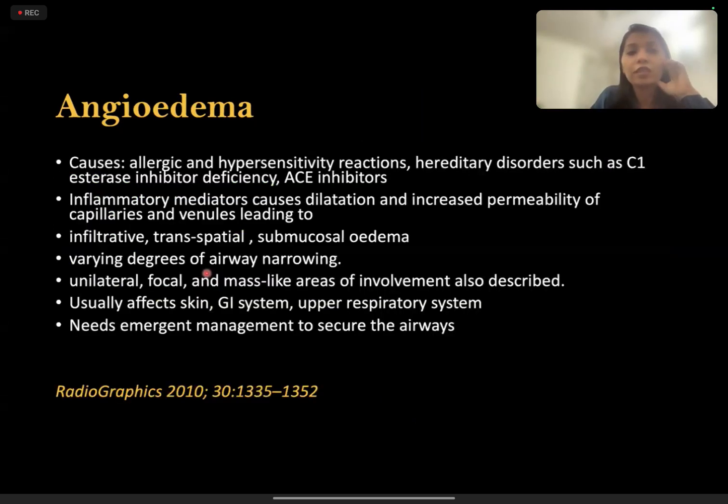The cause for this condition is usually an allergic or hypersensitivity reaction, hereditary disorders such as C1 esterase inhibitor deficiency, or ACE inhibitors. This condition needs emergent management to secure the airway.